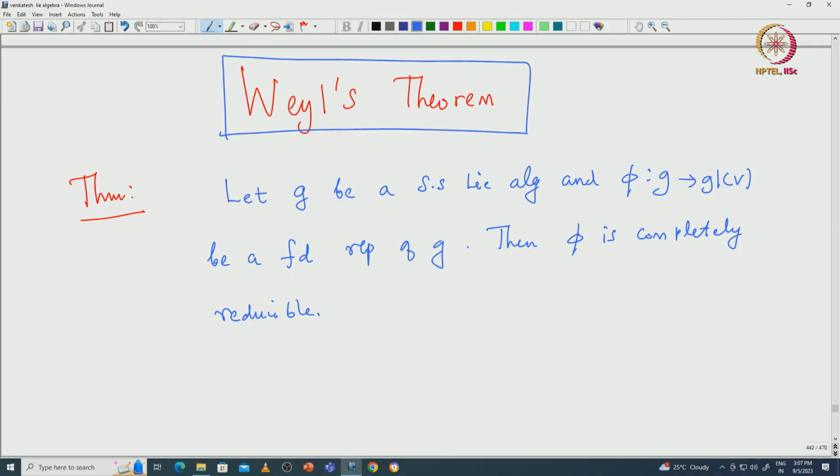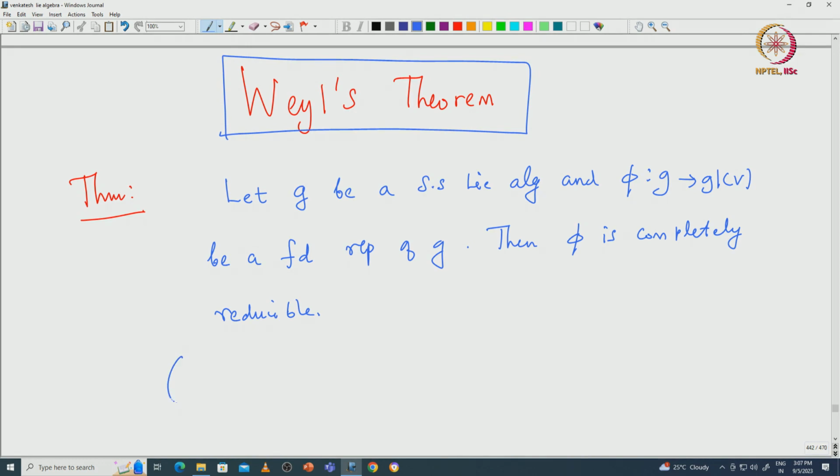Welcome back everyone. In this lecture, I will prove the complete reducibility of finite dimensional representations of semisimple Lie algebras. This is also called Weyl's theorem. So, here is the statement. We start with G a semisimple Lie algebra and pi a finite dimensional representation of G. Then Weyl's theorem guarantees that this pi must be completely reducible.